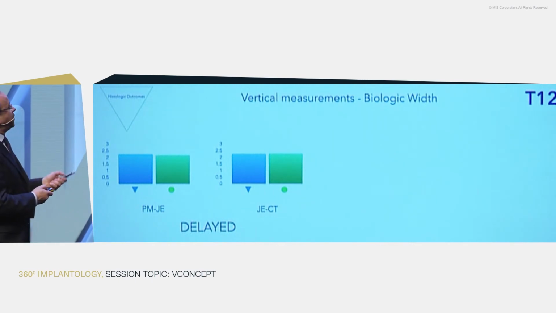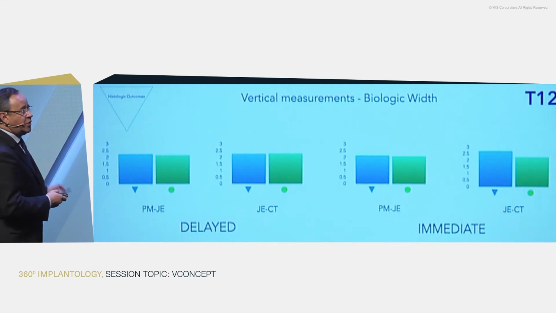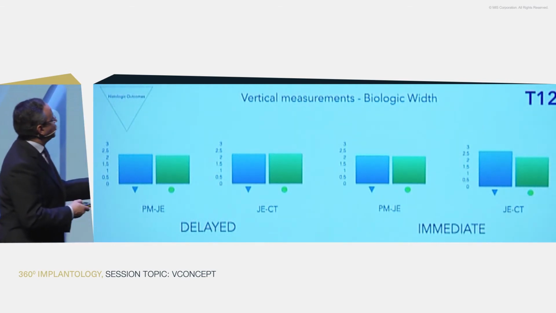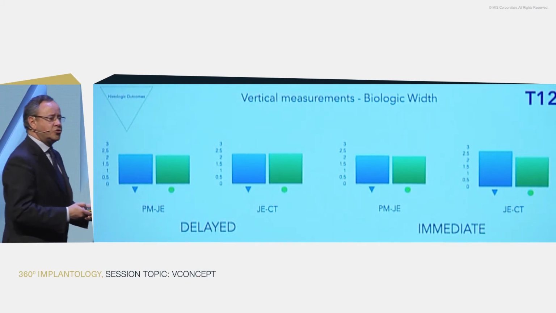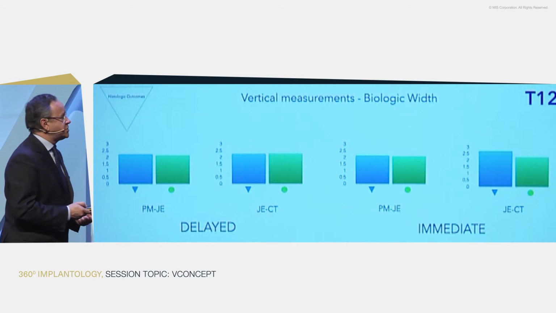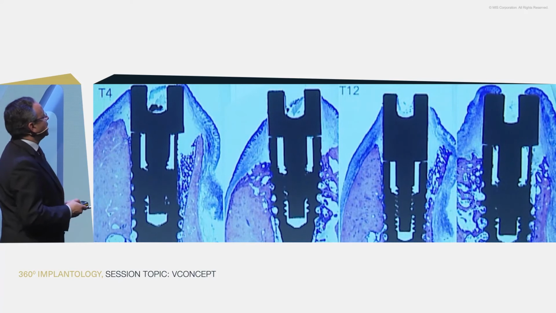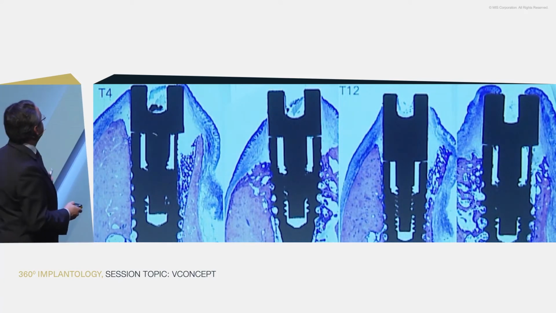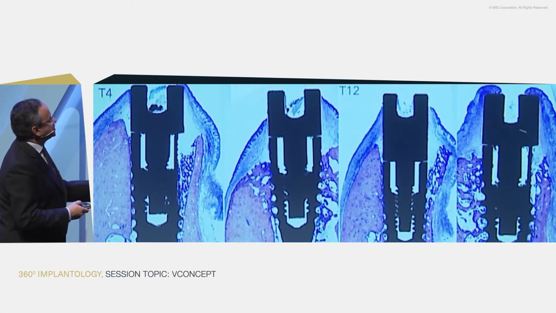And at T12, you can see that we have the mature biological width very well established, and you can see very little difference in regards to both implant systems and in regards to immediate or delayed. And here you have some histological slides where you can see the very well-established soft tissues already at T4 that remain well established at T12.